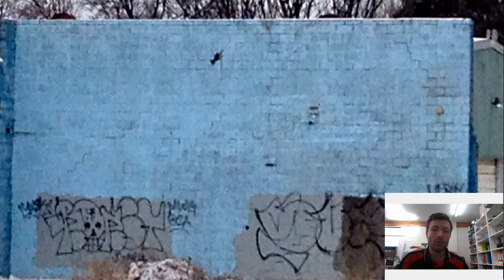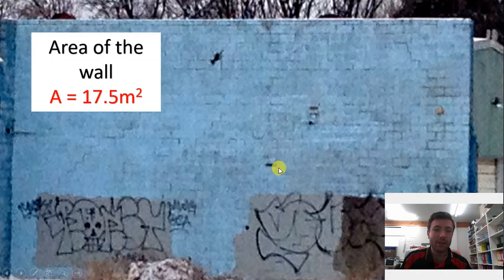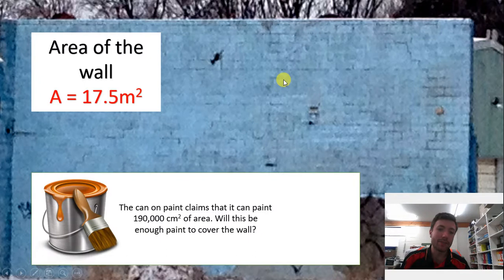So we had this wall where we found the area, which was 17.5 meters squared, and I said that I wanted to paint it. So I went down to the store, found some paints, but on the tin it says that it can paint 190,000 centimeters squared of area. What I want to know is, will this be enough paint to cover the wall?